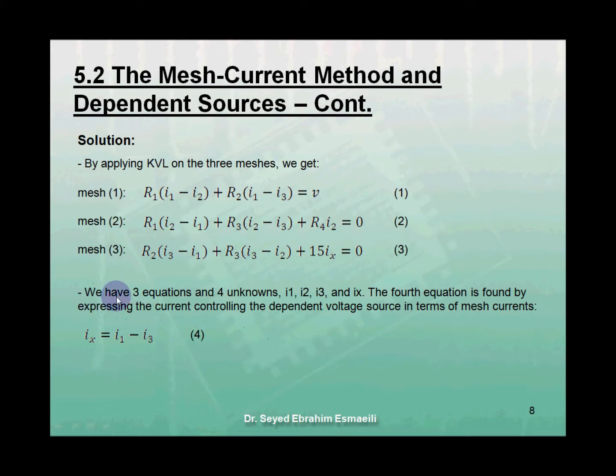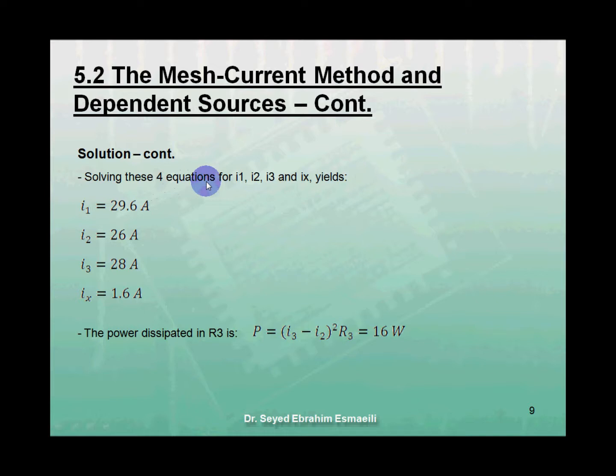We have three equations and four unknowns: I1, I2, I3, and Ix. The fourth equation is found by expressing the current controlling the dependent voltage source in terms of mesh currents. That is, Ix equals I1 minus I3. This is the fourth equation needed.